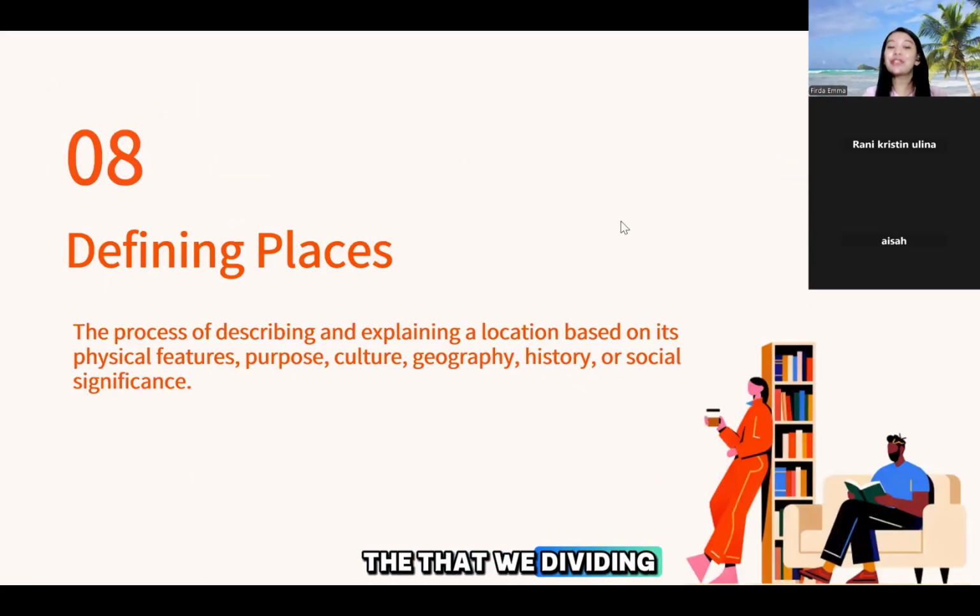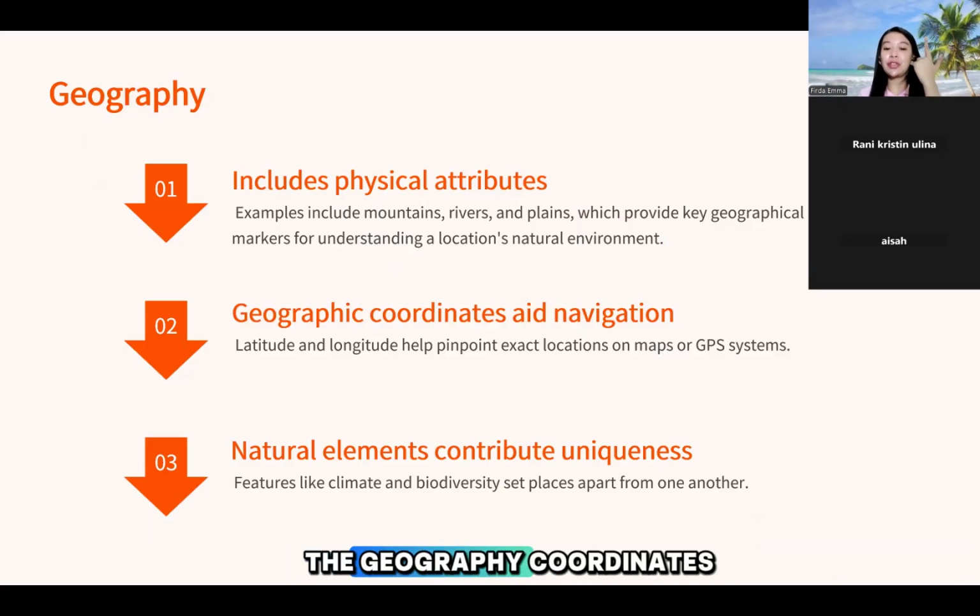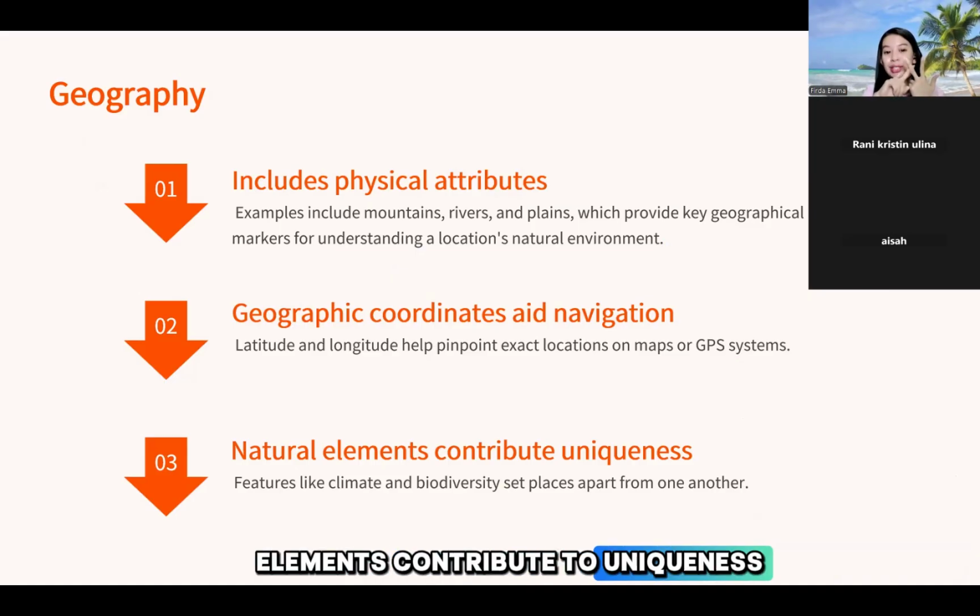So that is how we define places. Defining places has a definition: the process of describing and explaining a location based on its physical features, purpose, culture, geography, story, or social significance. It has three parts of geography. It includes physical attributes, the geographic coordinates that aid navigation, and natural elements that contribute uniqueness.